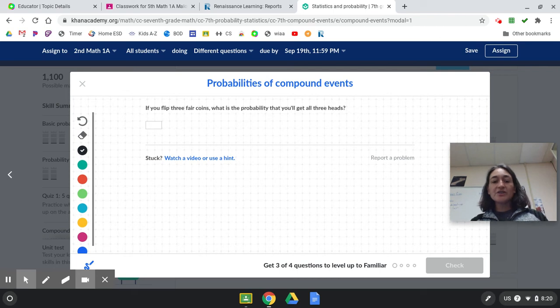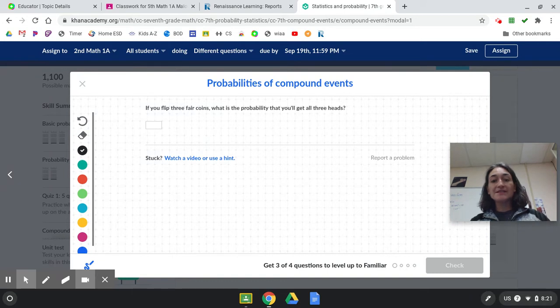Okay, so as I'm looking at probabilities of compound events, I can use sample space or tree diagrams, as you should have watched in the Khan Academy video. But if I had a problem like this, if you flip 3 fair coins, what is the probability that you will get all 3 heads? There is a mathematical way of solving these.